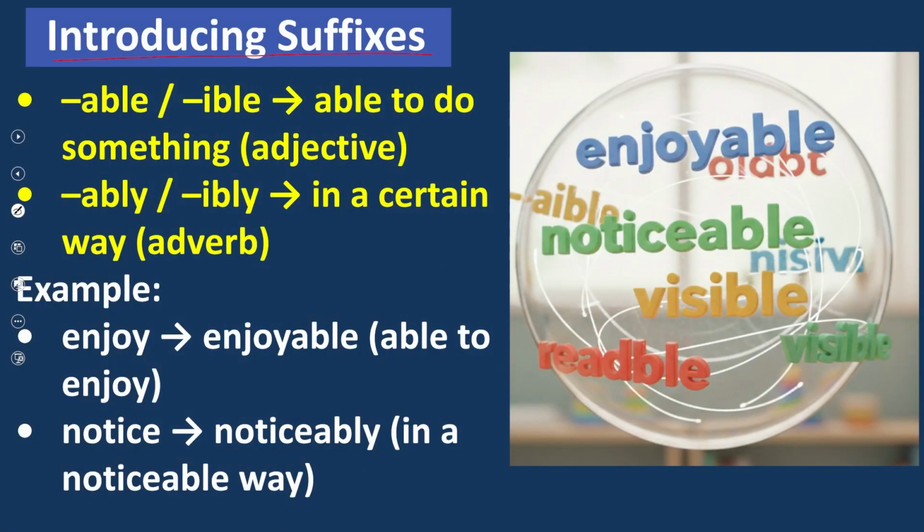Introducing suffixes. Our suffixes are able and ible, and both have the same meaning. Able means able to do. It means able to do something, and ible also means able to do something. Yes, and this is an adjective.